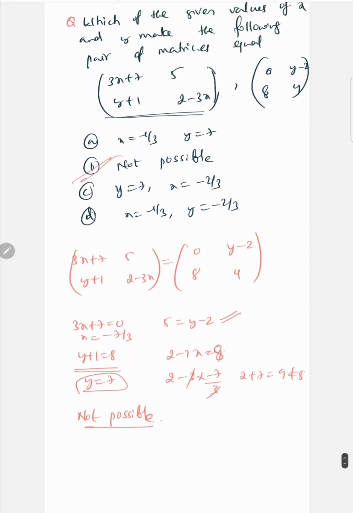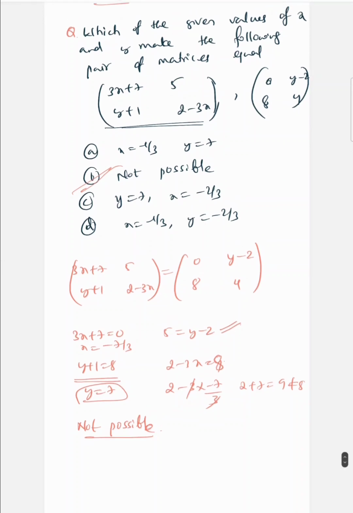This is how we can perform it. What they are asking is for which values of x and y these two matrices will be equal. So we assume that those two matrices are equal and we compare the corresponding entries. From this case we are getting x is equal to minus 7 by 3. So if it is true, then this entry should also work. So 2 minus 3x is equal to 4. This will give 3x is equal to 2 minus 4, which is minus 2. x is equal to minus 2 by 3.